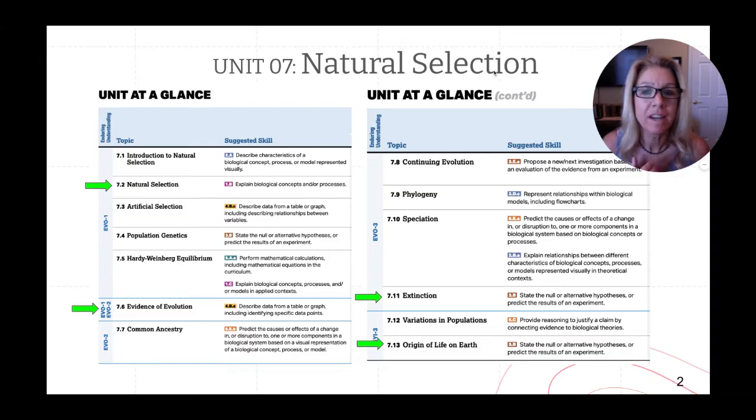This is from the College Board, the unit at a glance, the different topics. Of course, this is Unit 7, Natural Selection, but we're going to focus on, in the whole chapter, 7.6, Evidence of Evolution, 7.11, extinction, and then primarily in this video, the origin of life on Earth.